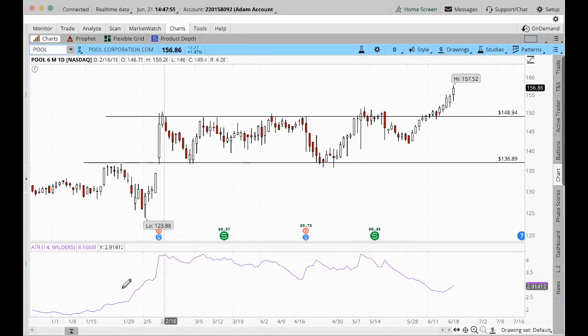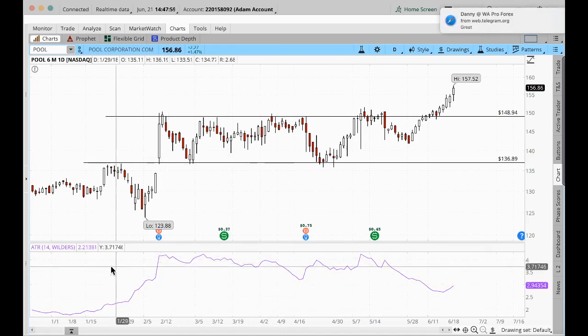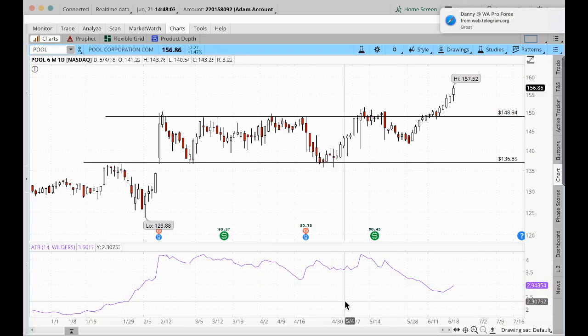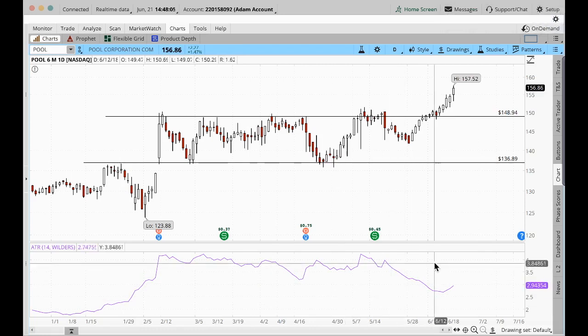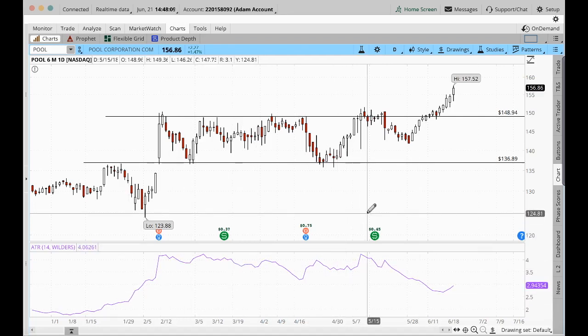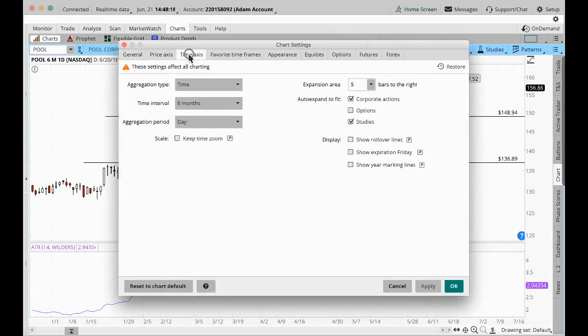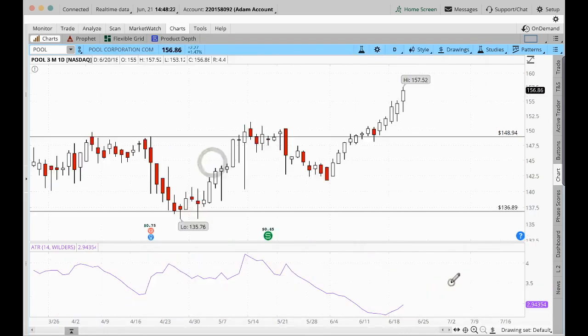There we go. So you see this line. In this case, it is purple, can be any color. This line measures the average range of that day. Okay, so it goes up, it goes down. So which one do we take? Now, usually what I do is I look at the last 3 months. So notice that this is a 6 months chart. So I'm going to change it to 3 months. Okay, so this is the 3 months chart.